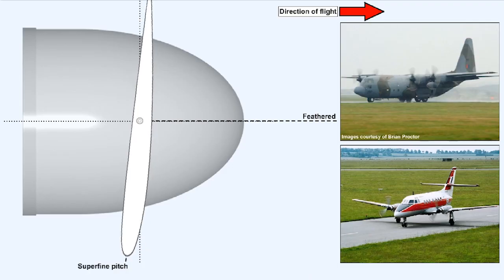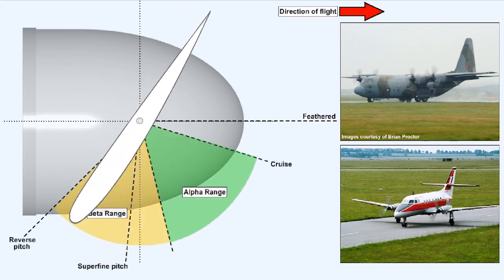Many turboprop aircraft, and a few high-powered piston-engined aircraft, are provided with a means to allow the operator to select a superfine pitch, or to aerodynamically reverse the pitch of their propellers, or even in some cases to do both.